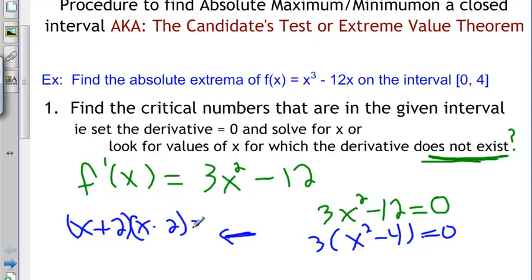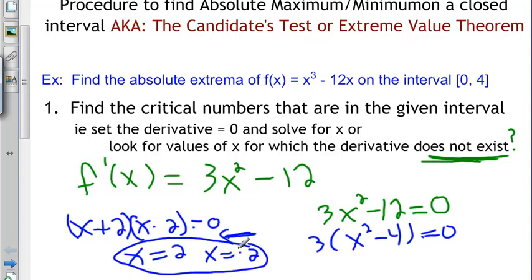So we can find out pretty quickly that our critical numbers are x equals 2 and x equals negative 2. That's what's going on here. So these are our critical numbers. That's step 1. Now we want to keep moving.